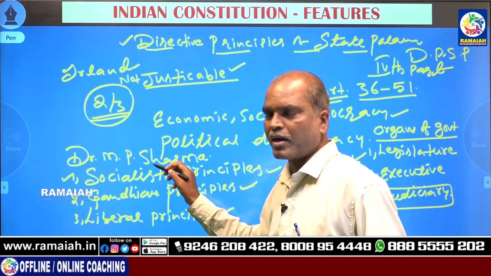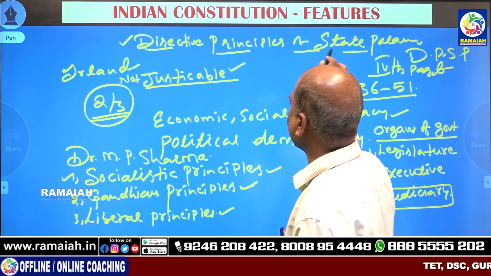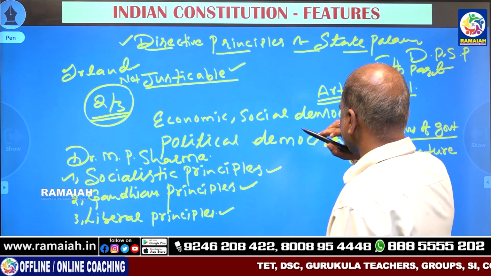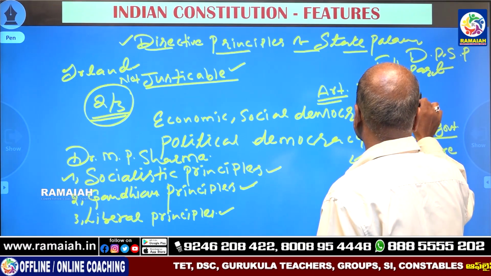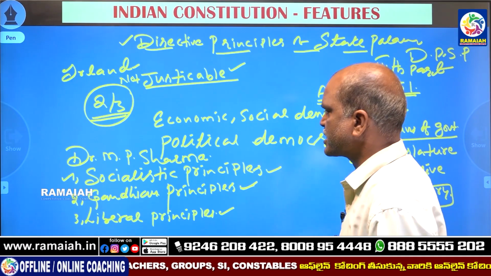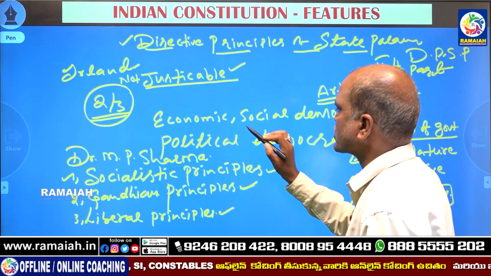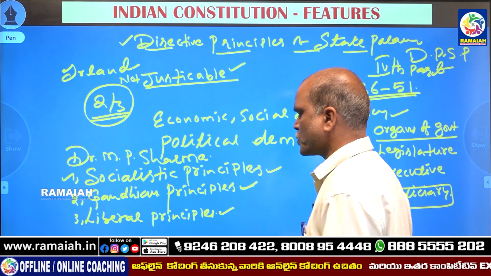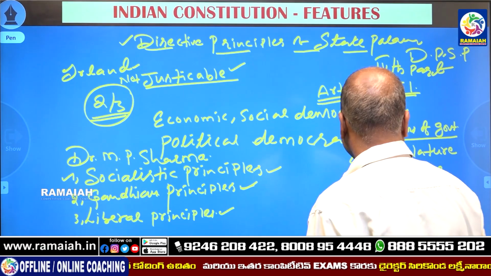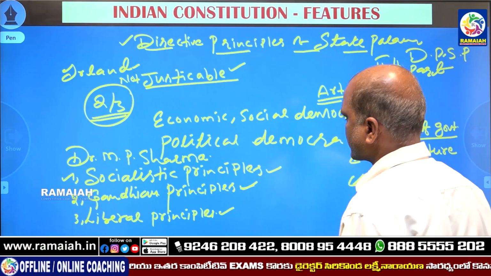Who classified them into three types? Dr. M.P. Sharma. Directive principles of state policy were adopted from Ireland and are mentioned in the fourth part of the Constitution. The articles are 36 to 51. They are not justiciable. They are useful to establish economic and social democracy. Okay, next one, some important articles.